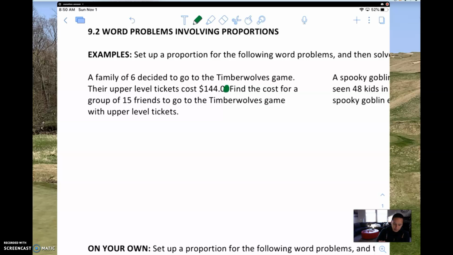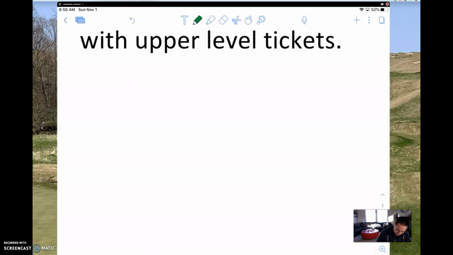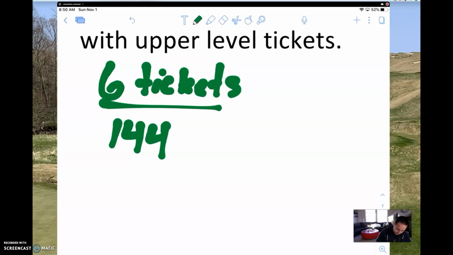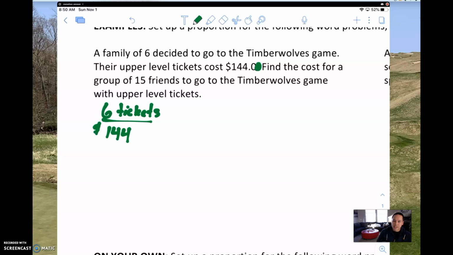So what we can do is we know that 6 family members can go there for $144. I can set that up as a ratio, and we can say that 6 tickets will end up costing $144. So we take the information that we know, we write it as a ratio.